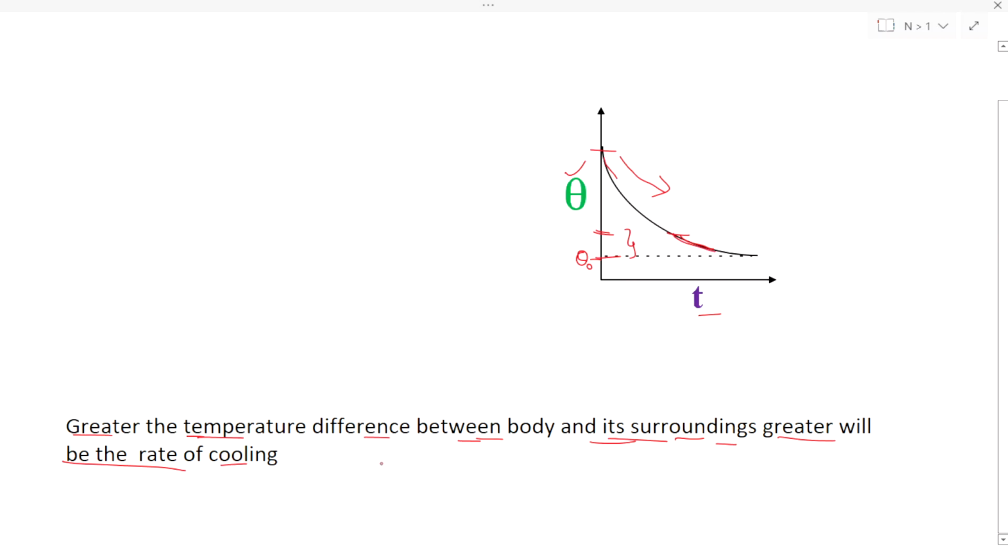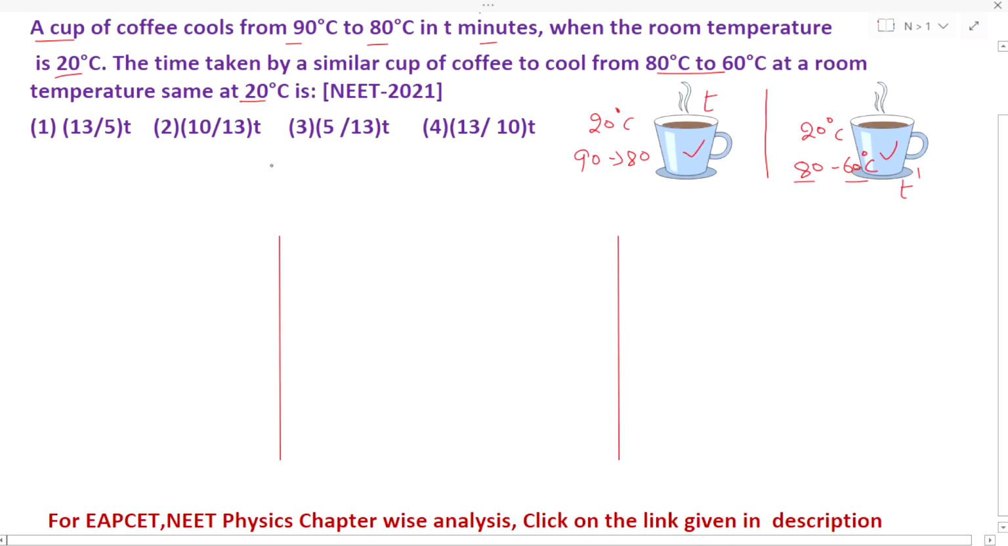Now let us use this concept or this logic to solve our sum. So now what did he give? He told that it took t time for the temperature of the coffee to decrease from 90 to 80 degrees. Now you have to calculate t dash, which is the time taken by the similar cup of coffee to decrease its temperature from 80 to 60 degrees. Now what will I do? I'll split this as 80 to 70 and from 70 to 60.